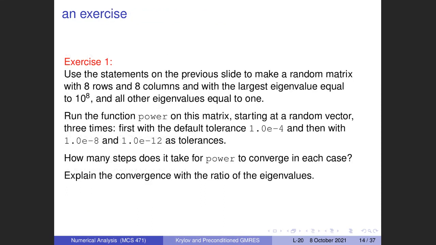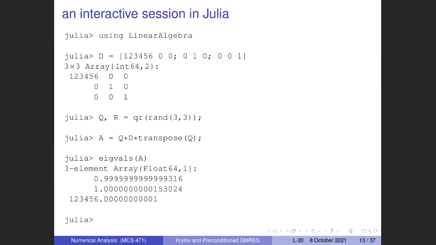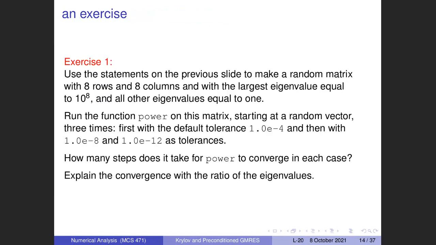All right, then, here is the first exercise. Put the statements on the previous slide, the making of the matrix, in a Jupyter notebook and run the power method. So also copy the Julia function for the power method and run this. How many steps will it take to converge?